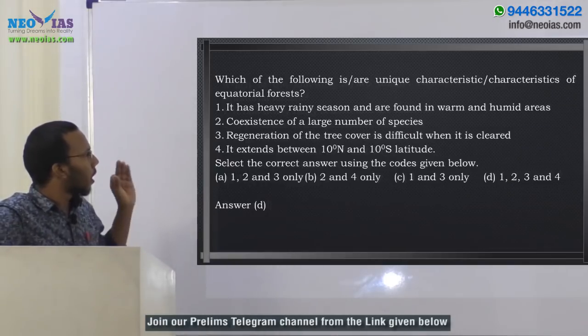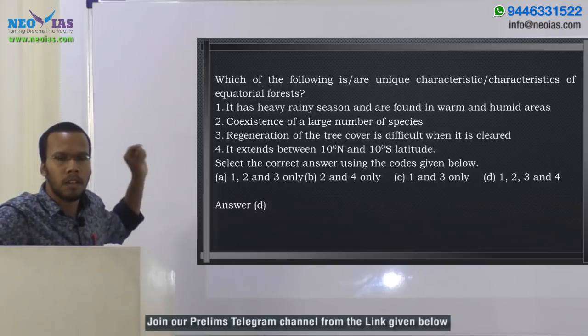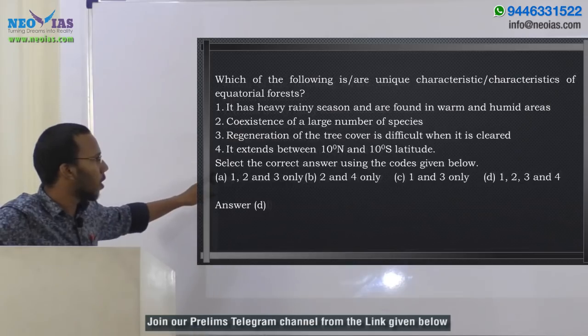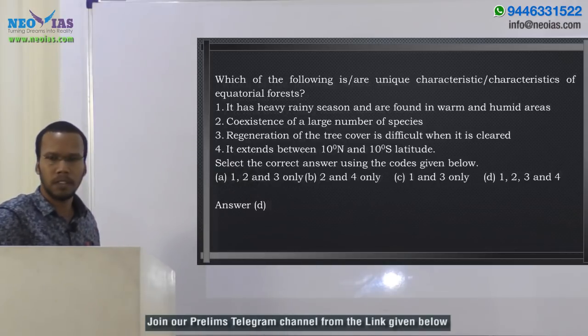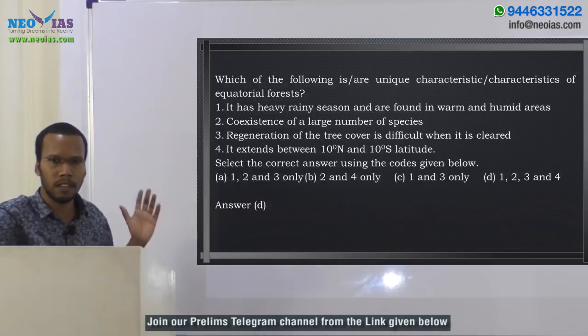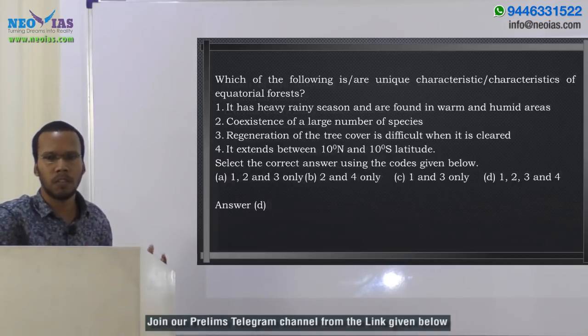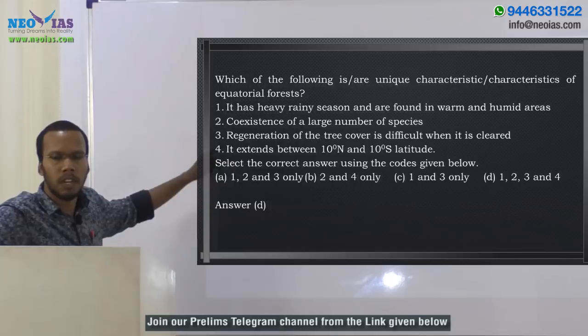First statement: it has a heavy rainy season and is found in warm and humid areas. That's the correct statement because it has more than 200 cm rainfall as well as a 20 to 25 degree temperature. So the first statement is correct, and we eliminated B. Second statement: coexistence of a large number of species. Obviously that's also correct. We discussed that the equatorial forest has the largest number of plant species, and that it hosts more than 50% of species of animals and plants. So that's also a correct statement.